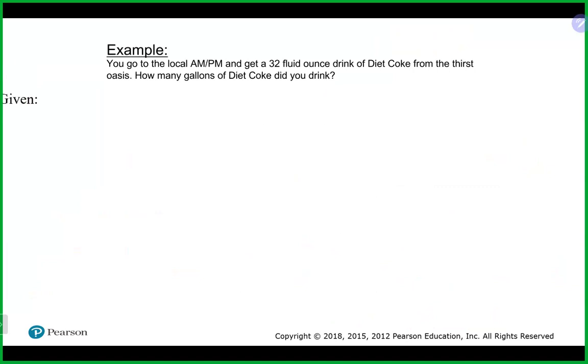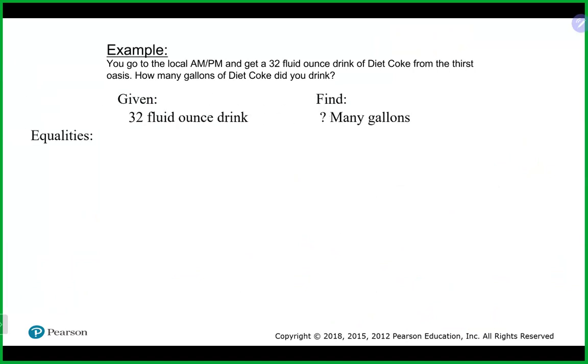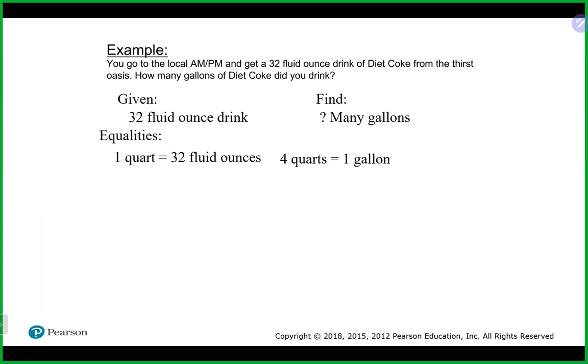All right, let's try another one here. You go to AM/PM, go to the Thirst Oasis, get yourself a Diet Coke, 32 fluid ounces. How many gallons of Diet Coke did you drink? There's a few equalities that might be helpful, so see what you come up with.